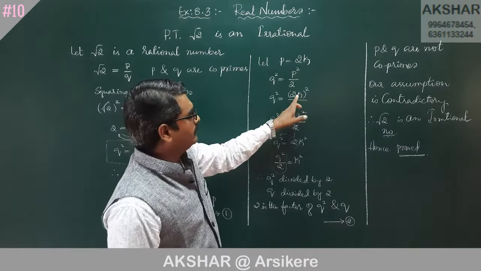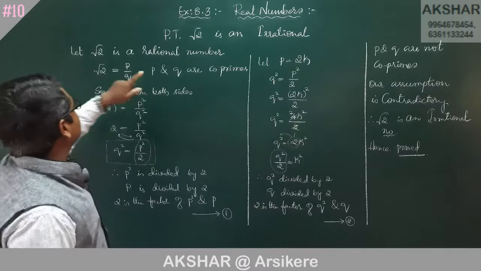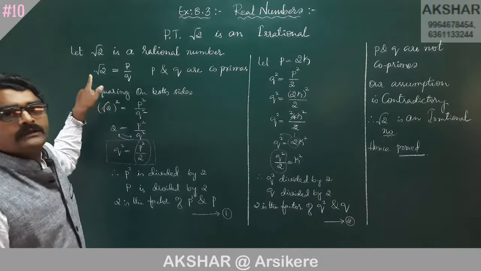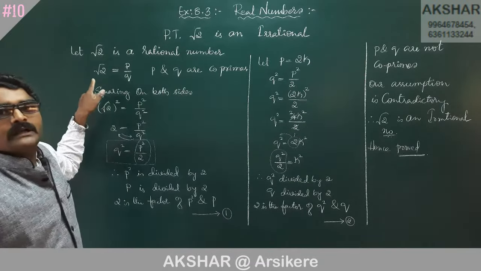Statement number 2. From statement 1 and 2, p and q are not co-primes because they are having the factor 2, right? That's why they are not co-primes. If they are not co-primes, our assumption is wrong. That is contradictory. Right, my dear children? Our assumption is contradictory. Therefore, root 2 is an irrational number. Hence proved. Clear? Yes.